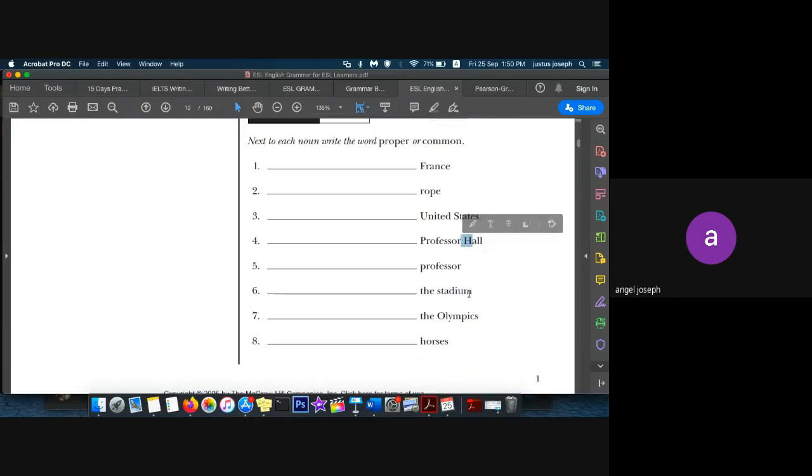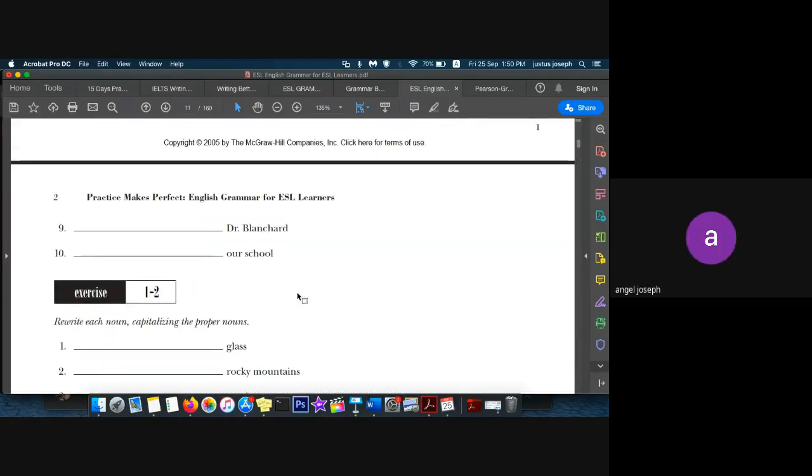Okay. Professor, common noun. Stadium, common. The Olympics, proper. Don't look at the "the", just look at this word. Olympics, proper noun. Right? Yes. Okay. Horses, common. Dr. Blanchard, proper noun. Our school, common.